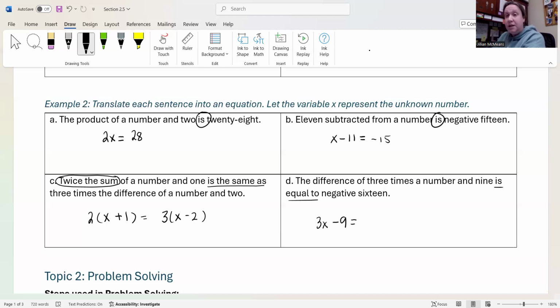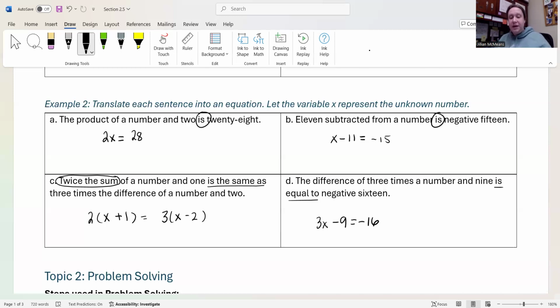This would be completely different if I said 3 times the difference of a number and 9. That would be 3 and then parentheses x minus 9. So make sure you understand when you have parentheses versus when you don't, okay? Now we know that 3x minus 9 is the difference of 3 times a number and 9, and it is equal to negative 16.